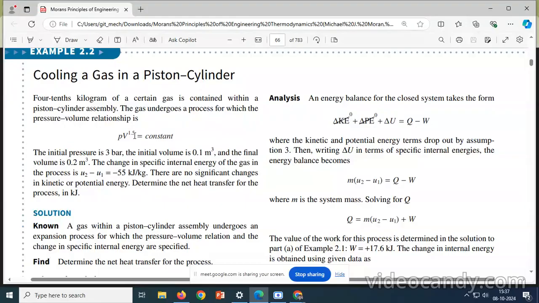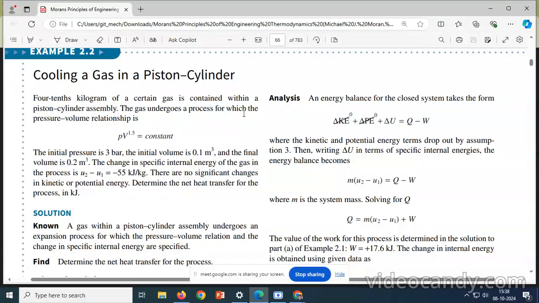So in that case, I'm going to read this problem and I will explain once again how the work done we are finding, like earlier class, and also how we are finding the heat exchange or the work done using first law of thermodynamics. So I'll read the sentence first. 4 tenths kilogram means 4 by 10 kilogram. So 4 by 10 if you take, it will be 0.4 kilogram of a certain gas is contained within a piston cylinder arrangement. So again a piston cylinder arrangement is taken.